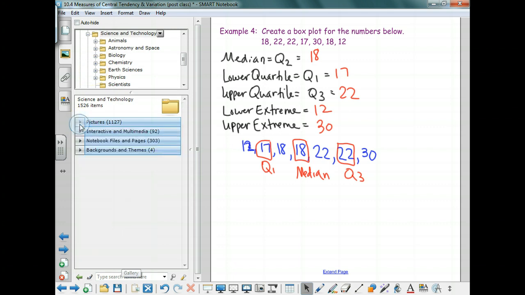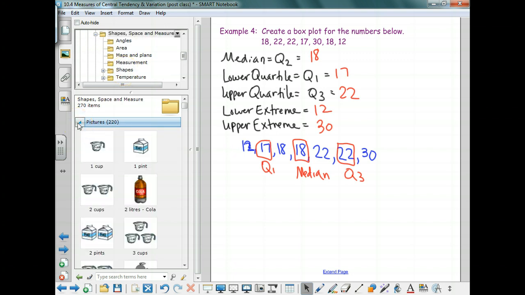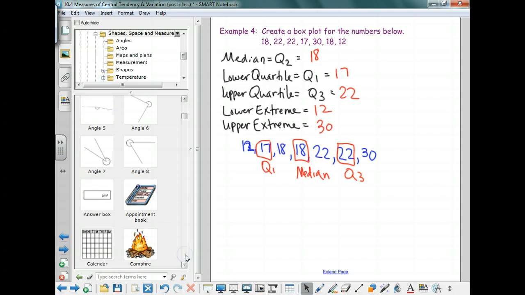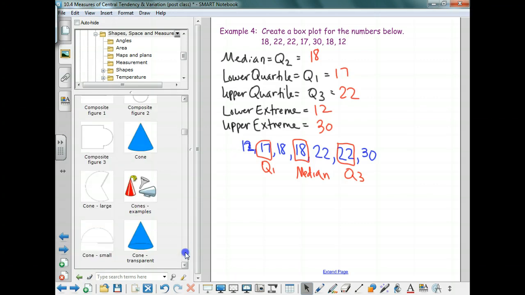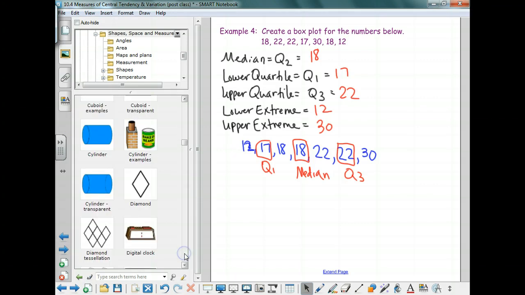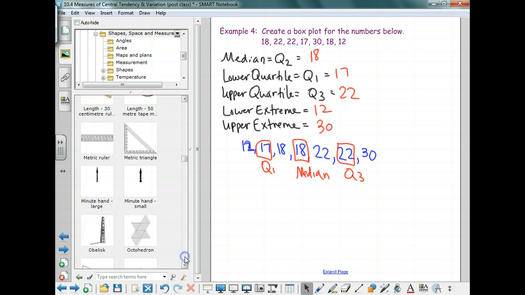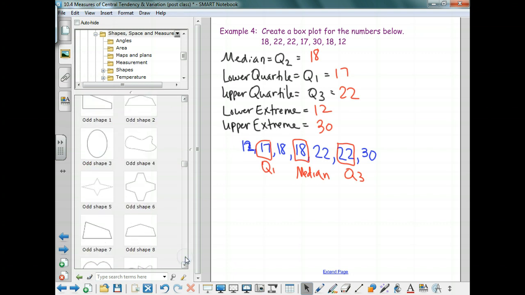Oh goodness. Measuring spoons. This is just an opportunity for you guys to see all the cool stuff that is inside here, right? That's what I was doing this for.